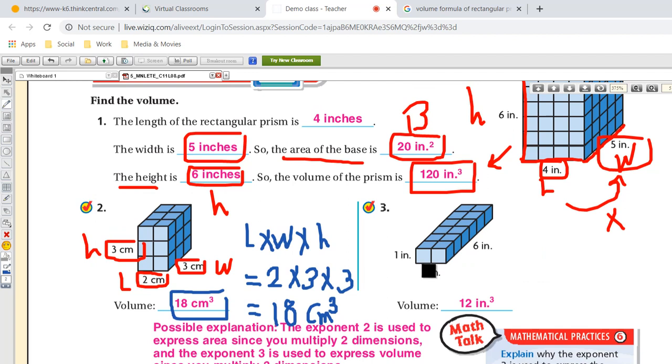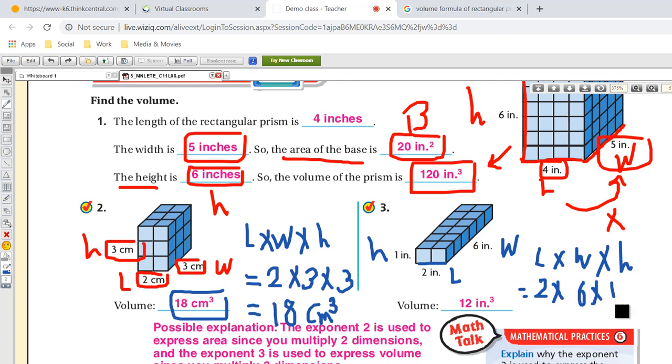The same way, in this example, we have 2 as length, 6 as width, and 1 as height. So all you have to do is multiply them together to get the volume. Let's write the formula first: length by width by height. Length equals 2 multiplied by 6 multiplied by 1, so it will be 12 cubic inches.